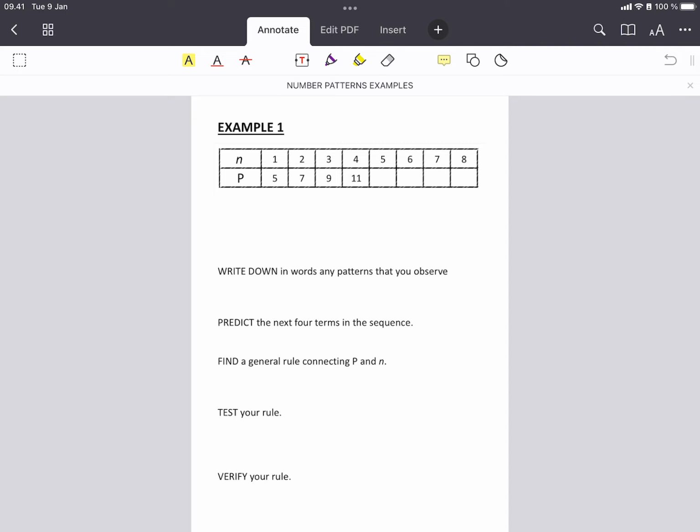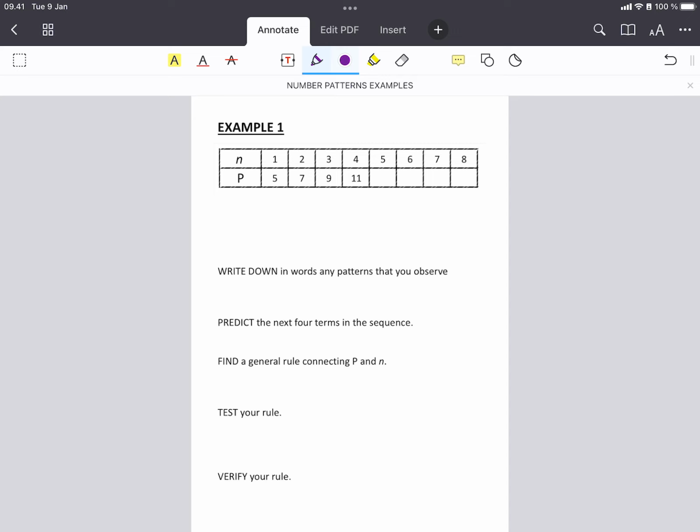So I'm going to start with a number pattern that I've just called P for pattern. The first term in the sequence is 5, the second term is 7, the third one is 9, and so on. The n numbers are just the position in the sequence, 1, 2, 3, 4, 5, 6, 7, 8, and so on. And the P numbers are the numbers in the pattern that we've got to try and establish some kind of rule for.